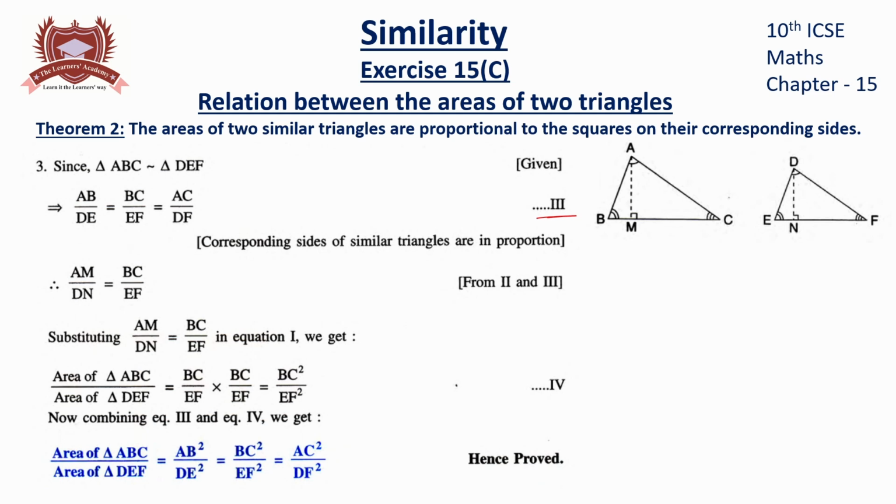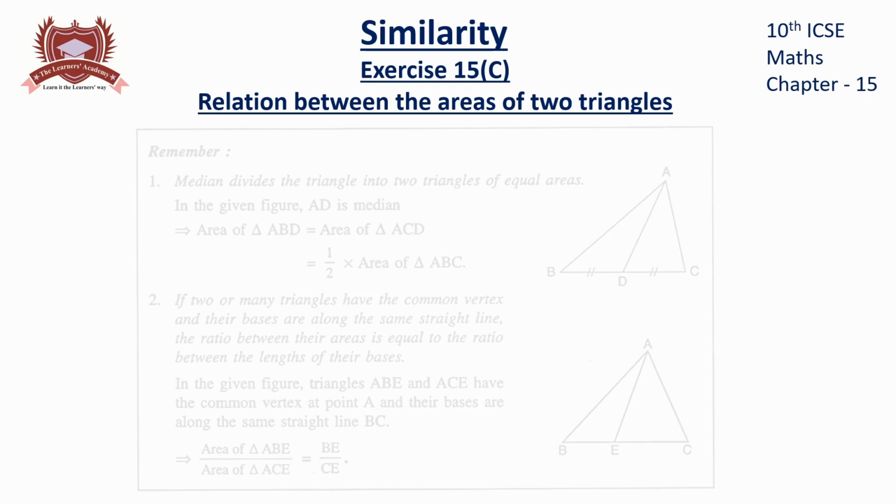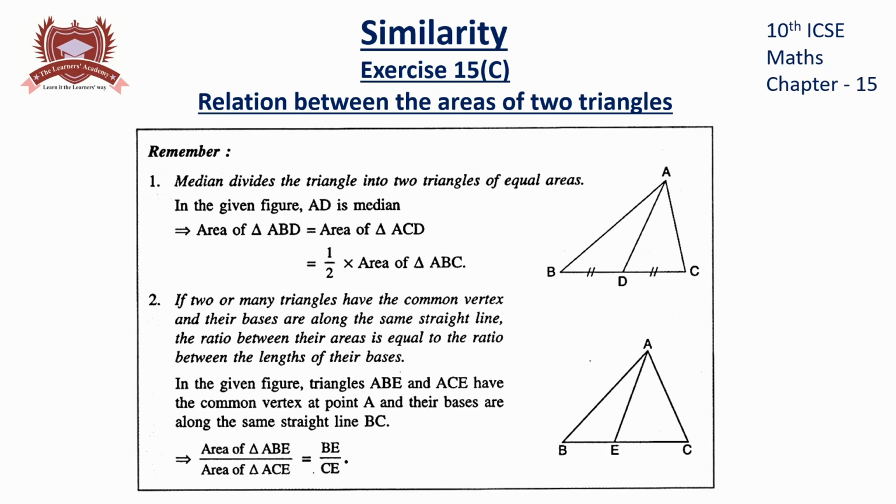So this is what we had to prove. Now it is crucial that we remember, if we have a median, now what's a median? Median is the line that is drawn from the midpoint of one of the sides of a triangle to the vertex opposite to it. So if we have a median like this, then area of the triangle ABD will be equal to area of the triangle ACD.